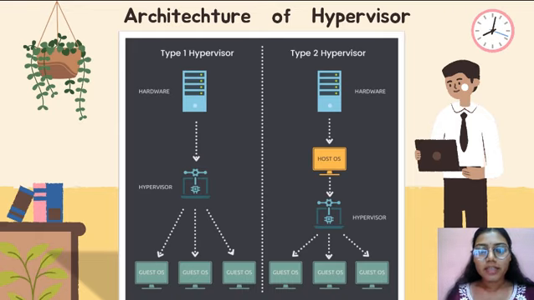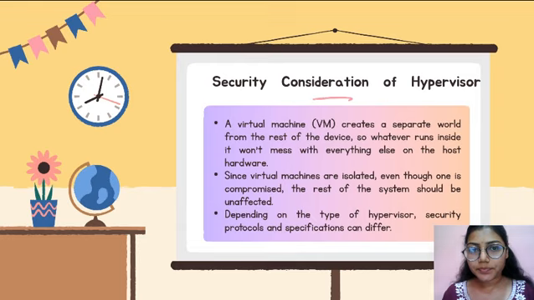Architecture of hypervisor. In type 1 hypervisor architecture, the hypervisor is directly connected to the physical hardware, and there is no host operating system in between the hypervisor and physical hardware, and virtual guest operating systems are connected to the hypervisor. And in type 2 hypervisor architecture, the hypervisor is not directly connected to the physical hardware. There is a host operating system in between the physical hardware and hypervisor, and various guest operating systems are connected to the hypervisor.